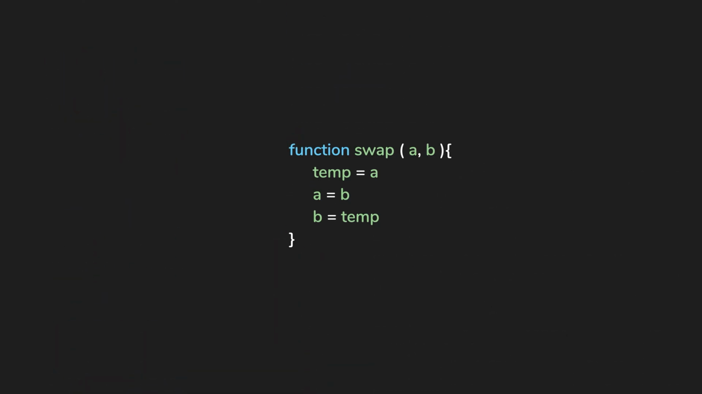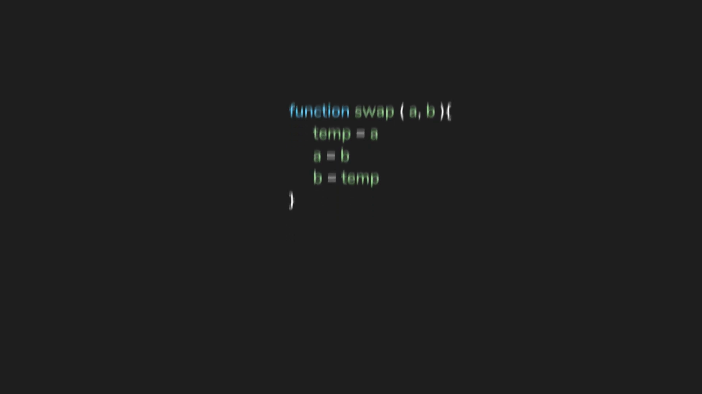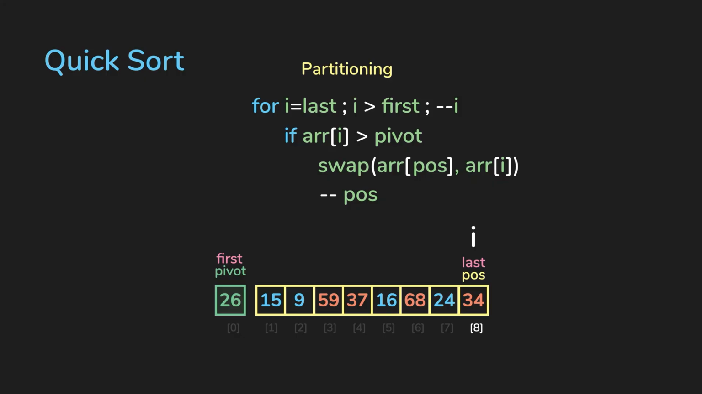We will swap the same way we did in the selection sort, but in a separate function. So here, 34 is larger than the pivot, so it swaps. But right now, i and pos are both 8. So 34 swaps with itself, and then pos becomes 7. In the next iteration, i is 7, and the element is smaller than the pivot. So we skip the if statement and pos will stay where it is.